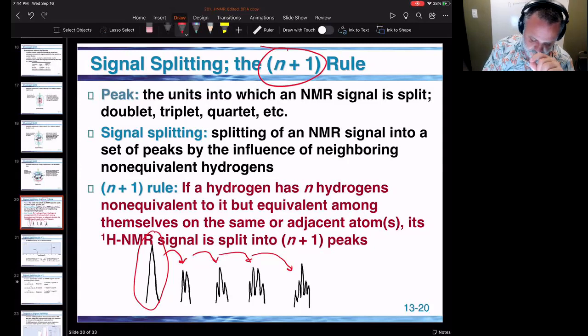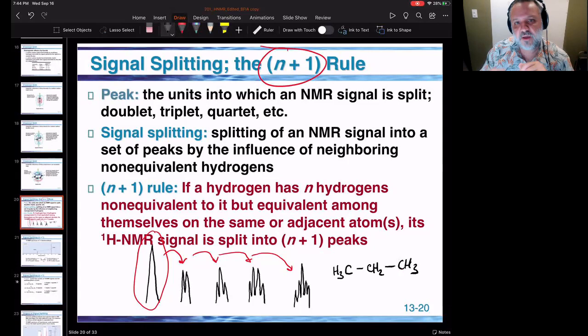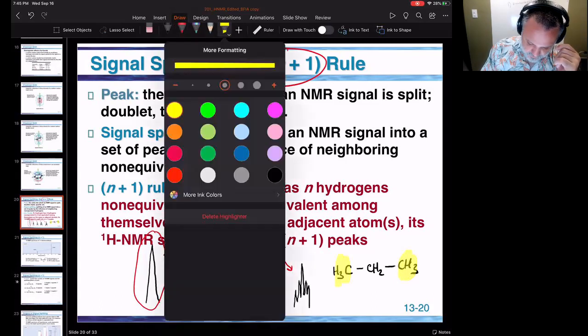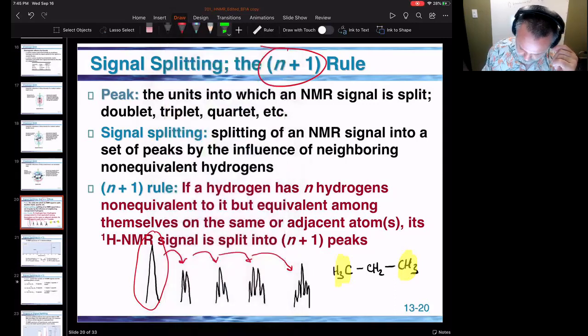Let's draw a molecule. And I really want to make sure I'm drawing it right. CH3, CH2, CH3. Here we go. Let's identify the number of peaks, right? This CH3 and this CH3 are the same, so they're going to be one peak. And then this CH2 is different. It's a different chemical environment, so it's going to be its own peak.